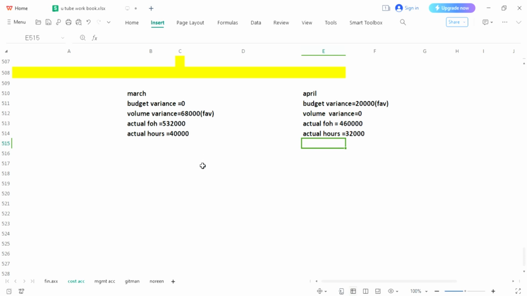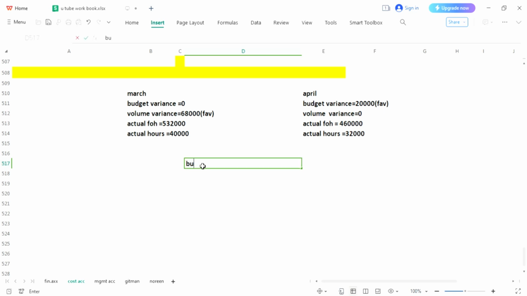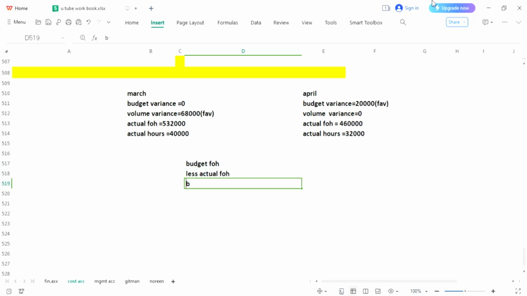What is the formula for budget variance? If you want to calculate budget variance, how do you calculate it? By subtracting budget and actual. It's better to write it this way: first you need budget FH, then you subtract actual FH, with which you get budget variance.